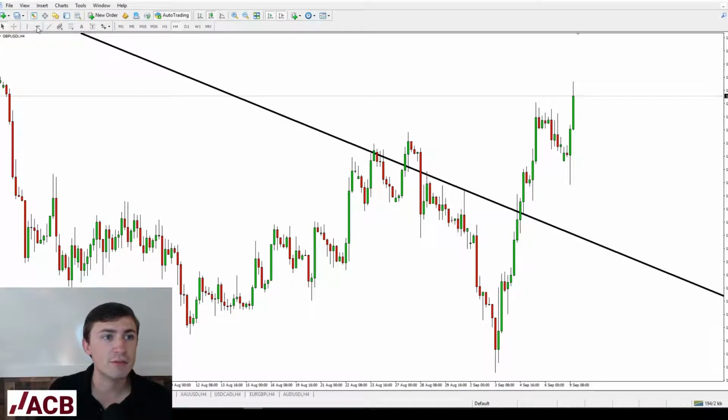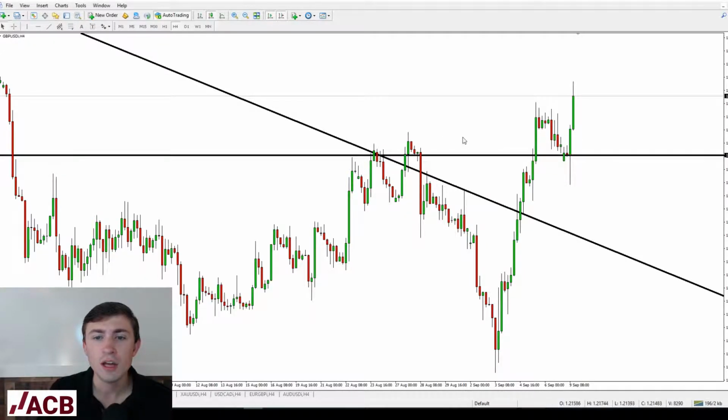In fact, if we do see this structural level here, if I draw this zone, you can see that price broke through this level of trend line resistance as well as broke through that level of horizontal resistance. It now became support at the start of this week, and we've seen a continuation pattern to continue here on GBPUSD.